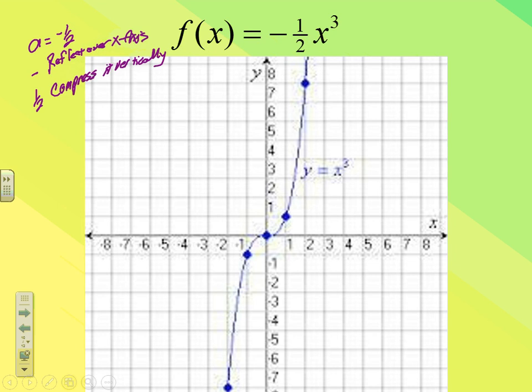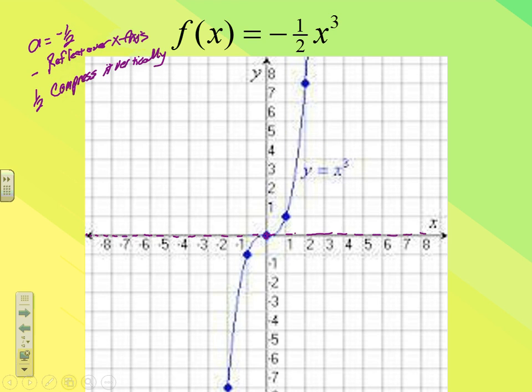So we can do this one of 2 ways. We can go ahead and compress it and then reflect it, or reflect it and then compress it. It doesn't really make any difference. But I think it will probably be easier to reflect the points first and then compress it. So you see here, this is the x-axis. That's what we're going to reflect it across.